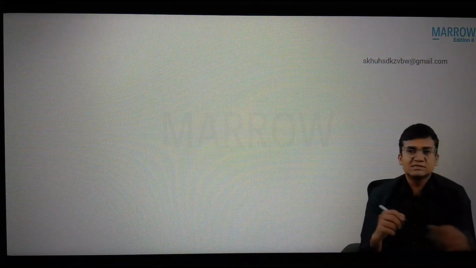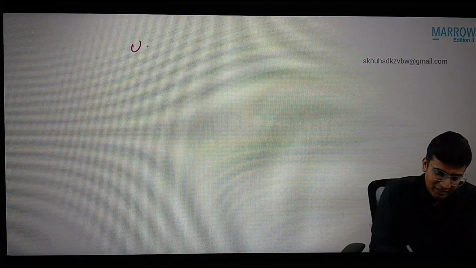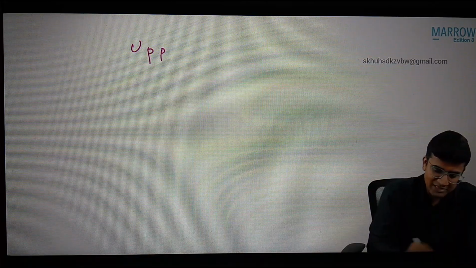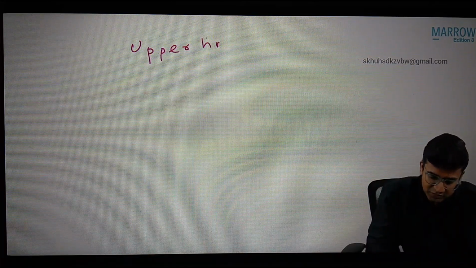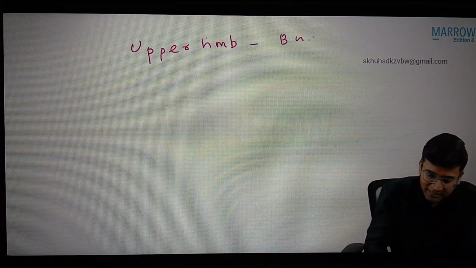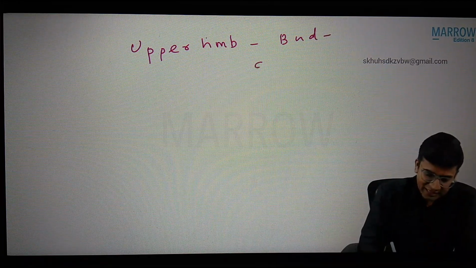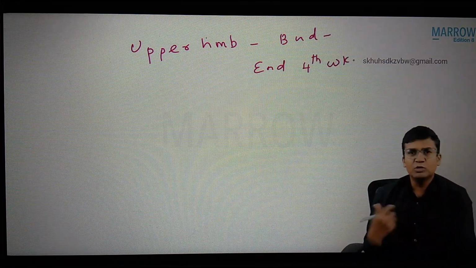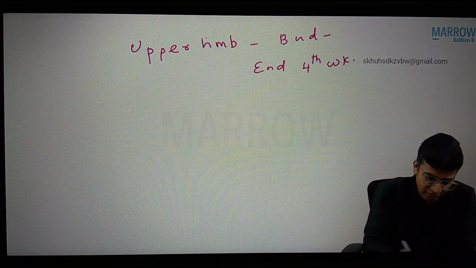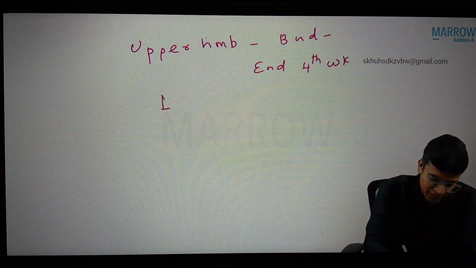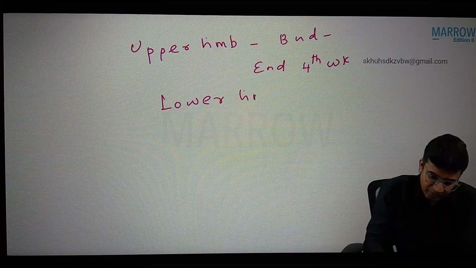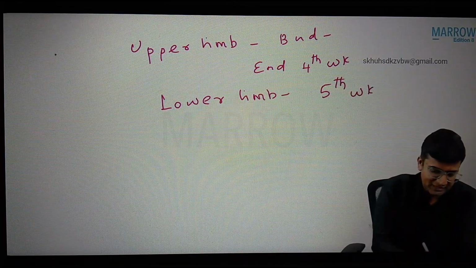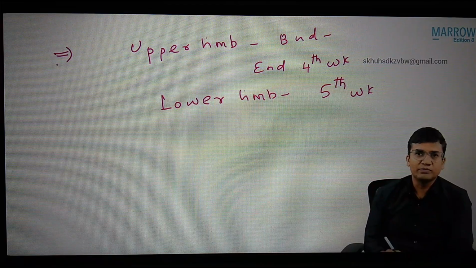The upper limb bud appears by the end of 4th week. So, some points about the development. First point, upper limb bud appears by the end of 4th week. Now, what about the lower limb? By the beginning of 5th week, just 1 week later, the lower limb bud appears in the early 5th week. So, first point over.